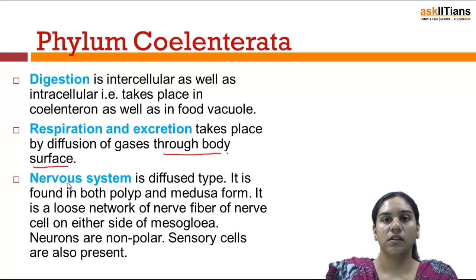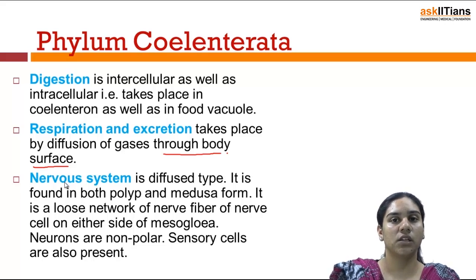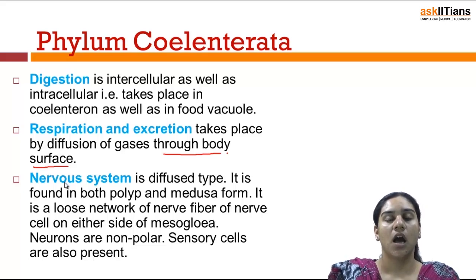That means there is a loose network of nerve fibers of the nerve cells on either side of the mesoglea. We have already discussed that nerve cells are present both in the epidermis, that is the outer wall, and the gastrodermis, that is the inner wall. So, the nerve fibers of the nerve cells are present both in the epidermis and the gastrodermis. The neurons in these animals are non-polar. Non-polar neurons are those type of neurons in which the dendrons and axons are not functionally differentiated.